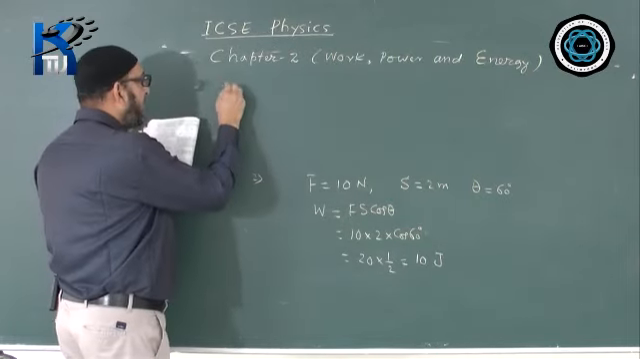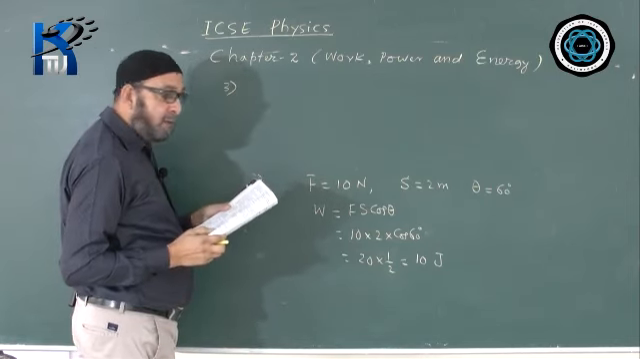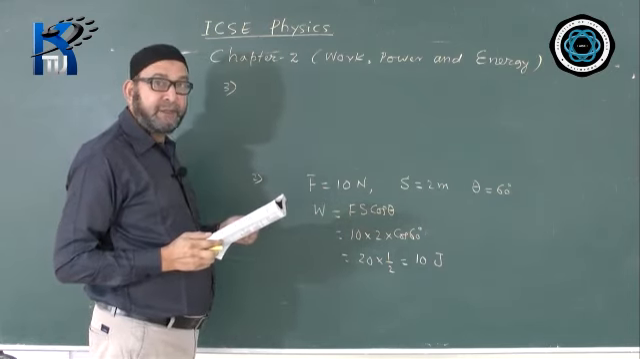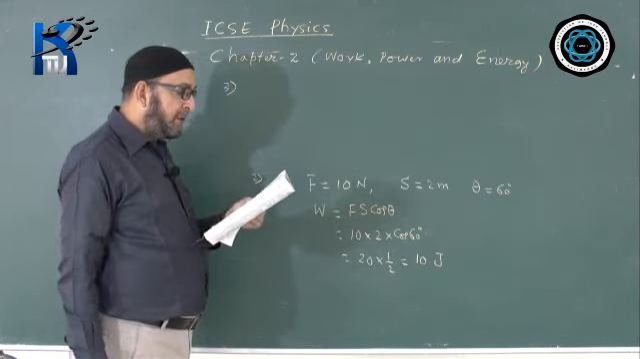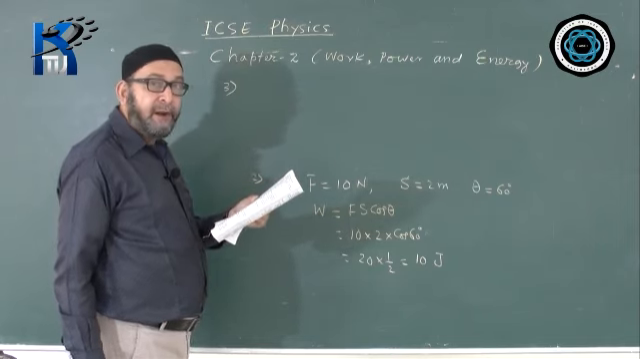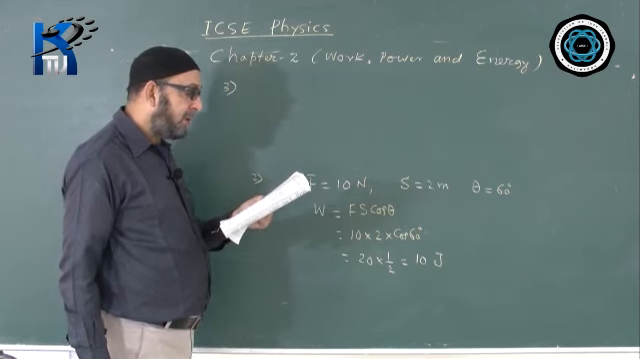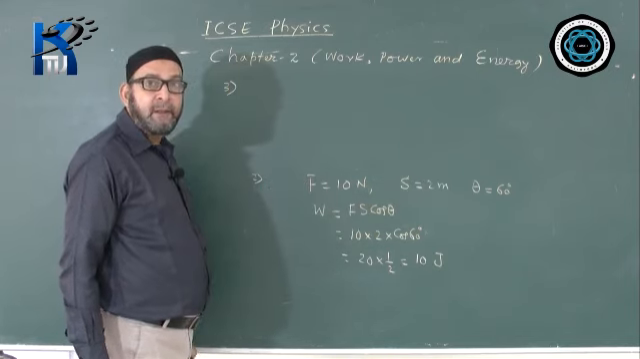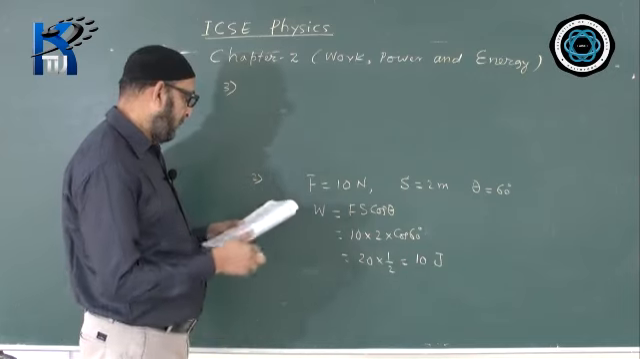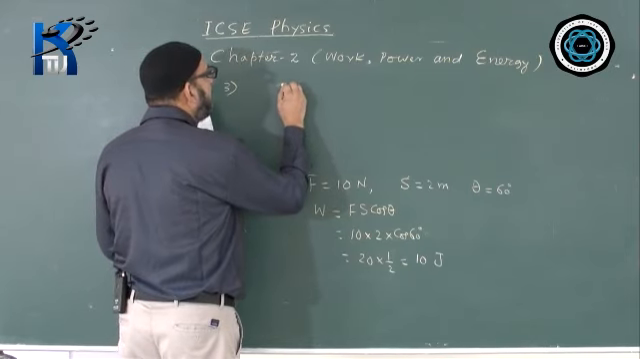Which says a boy of mass 40 kg runs up a flight of 50 steps, each 10 centimeter high, in 5 seconds. Find, first part, the work done by the boy, and the second part says the power developed. The value of g is given 10 meter per second square. So, I just use the information.